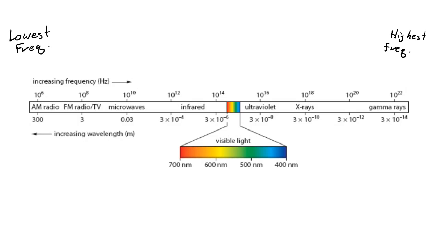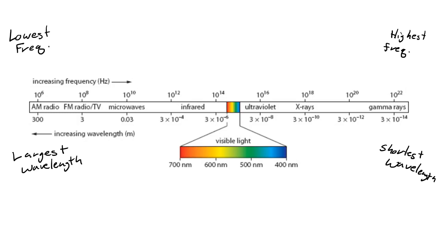Conversely, the largest wavelength is on the left, and the lowest wavelength, the shortest wavelength, is on the right. So this tells me that for electromagnetic waves, the wavelength and the frequency are inversely proportional. So as a wavelength gets larger, frequency gets smaller, and as wavelength gets shorter, frequency gets higher.